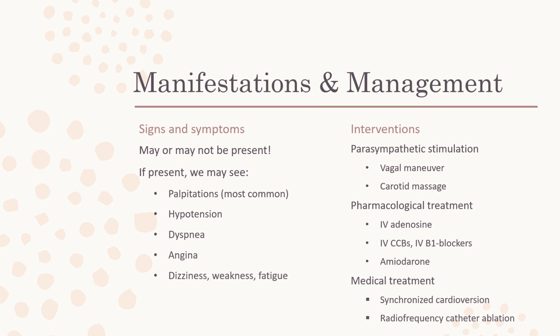We can use pharmacological treatment. IV adenosine is the #1 drug that we're going to use for an SVT. IV calcium channel blockers, IV beta blockers, and amiodarone are other drugs that we can use. And then additional treatment, if we have a patient that's extremely compromised, we're going to synchronize cardiovert them. And they're eventually going to be treated by radiofrequency catheter ablation, where they go in and they map out these accessory pathways and they ablate them.